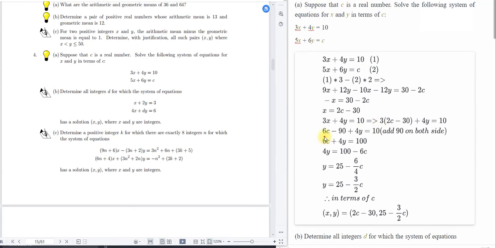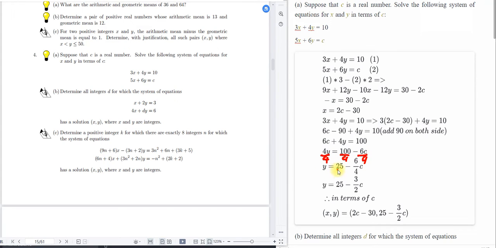3 times 2c is 6c, minus 3 times 30 is 90, plus 4y equals 10. And we add 90 on both sides. This 90 is gone. This is 10 plus 90 is 100. And 4y equals 100 minus 6c. Here we subtract 6c on both sides. So it becomes 4y equals 100 minus 6c. And we divide by 4 on both sides.